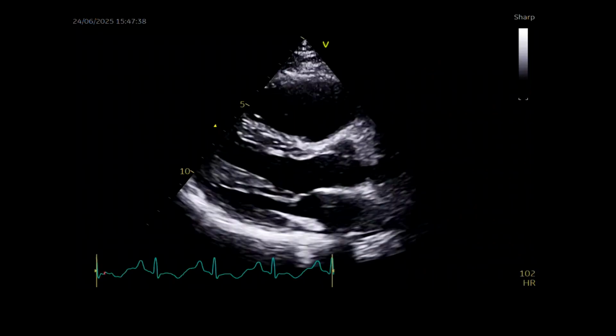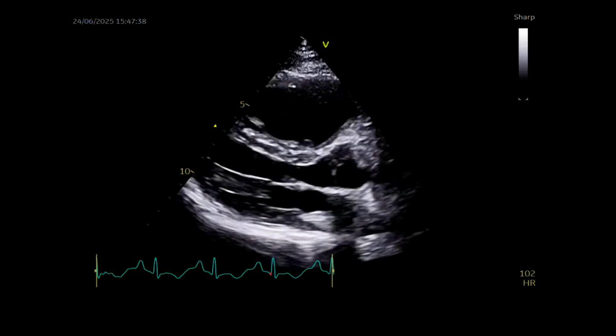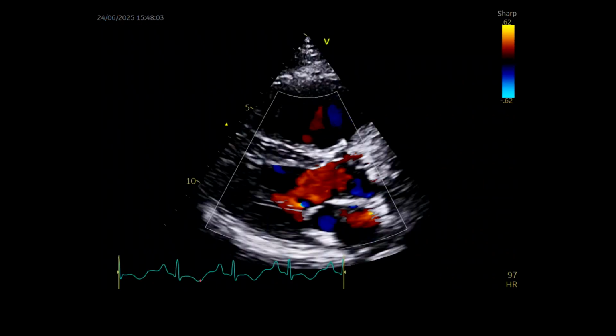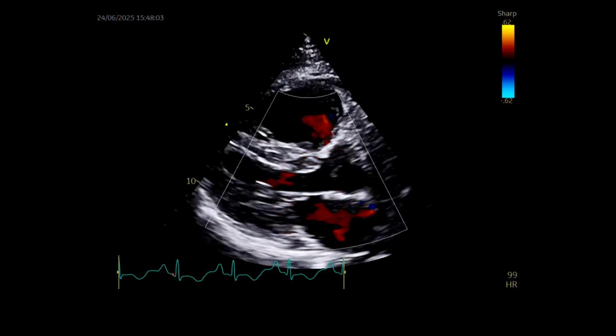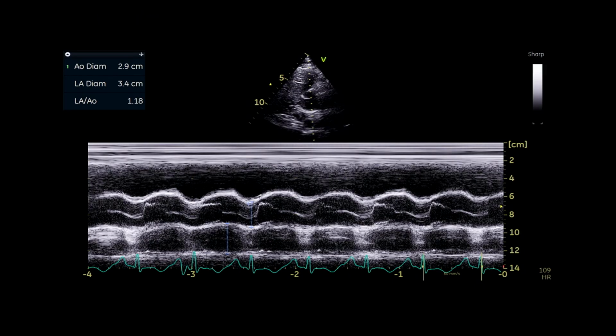This is the parasternal long axis view of the subject, where you can see there is an obviously dilated right ventricle, and in the color, this is color coded parasternal long axis once more. This M mode of aortic valve and left atrium was taken not for any quantification, which has become obsolete now.